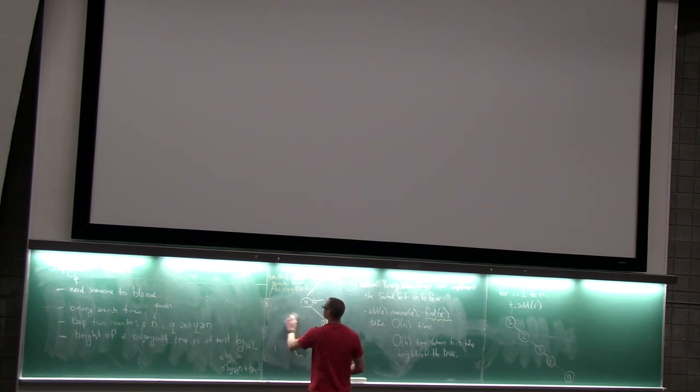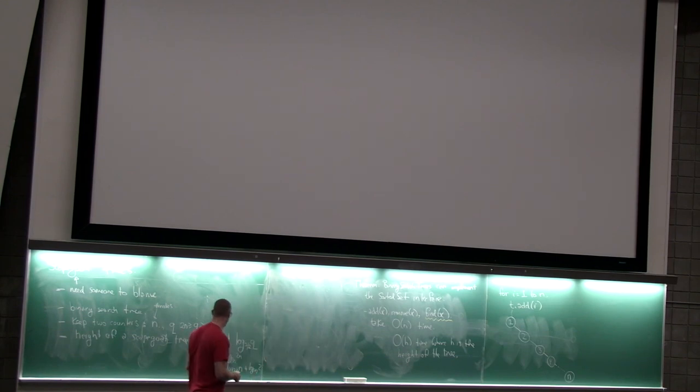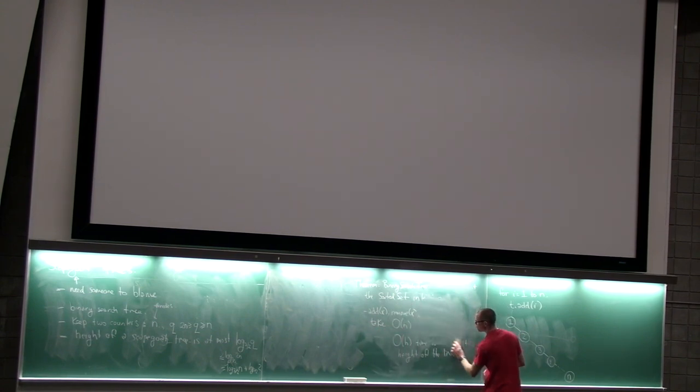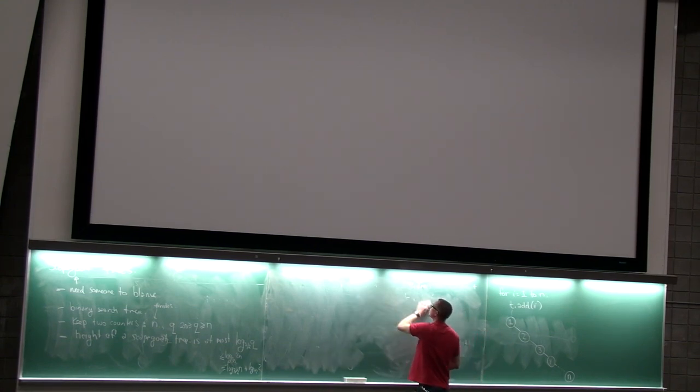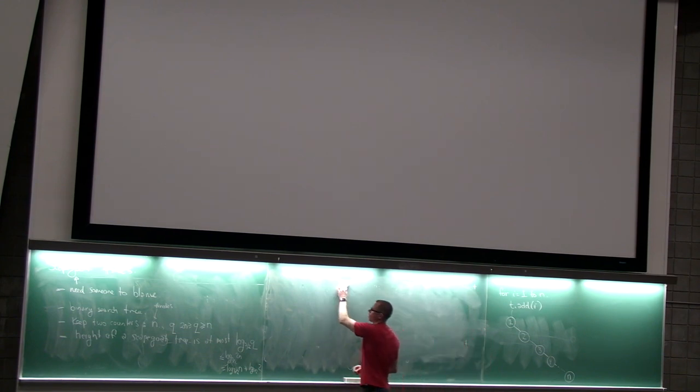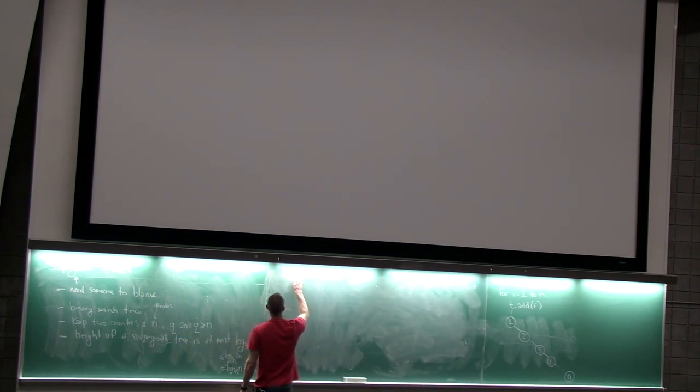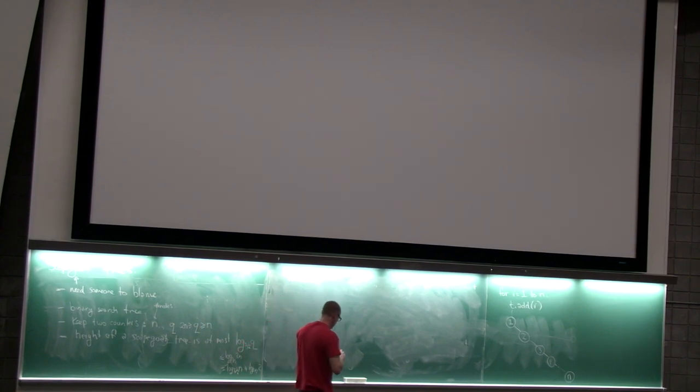Here's how scapegoat trees work. So we know how to search because they're just binary search trees. And we know that it's fast. It's always log n time because the height of the tree is always log n. So what we need to figure out is how we can add things and remove things and still maintain this property. I'll start with removal because it's the easiest. How to remove something from the scapegoat tree.